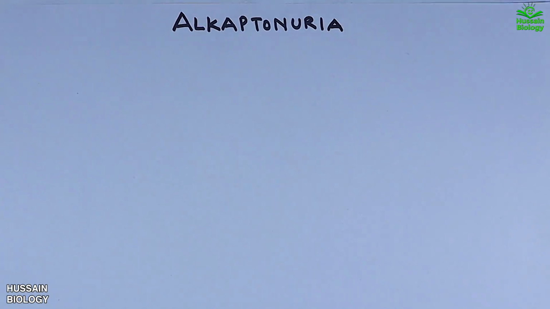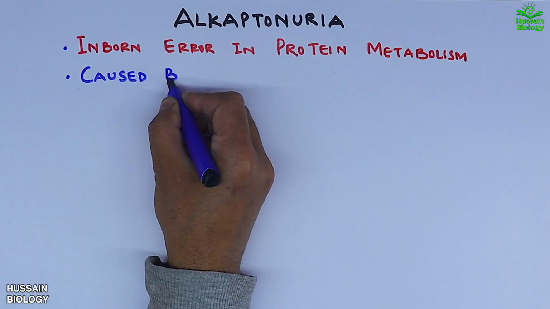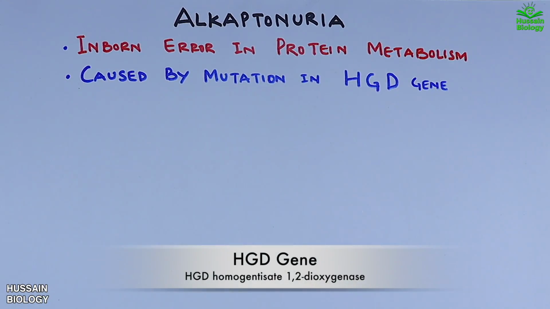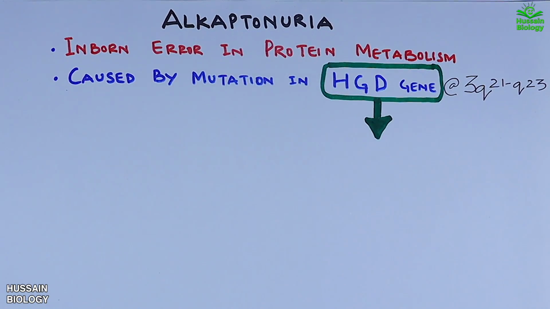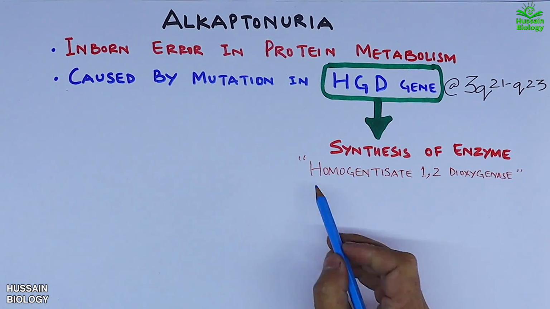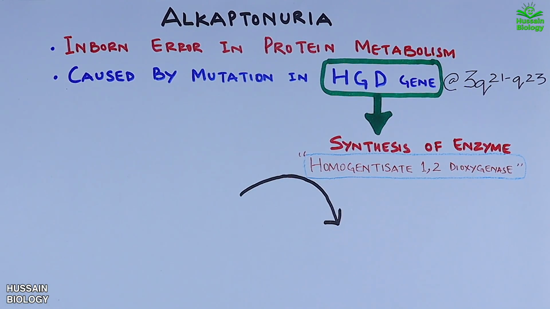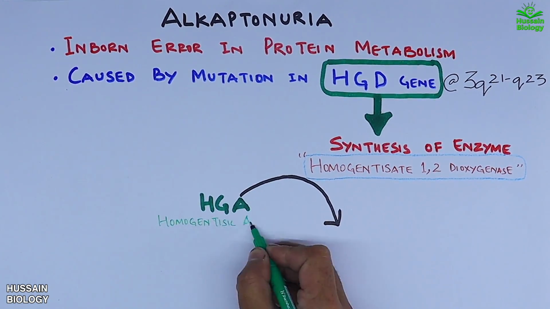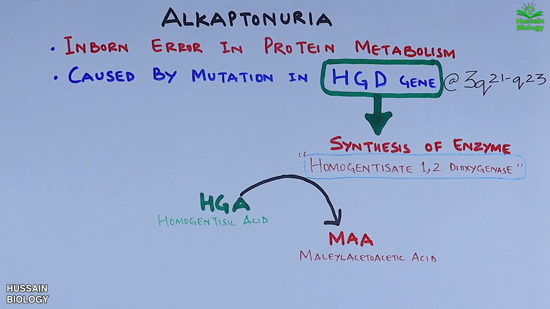Now here we are going to discuss alkaptonuria, which is also an inborn error in protein metabolism caused by mutation in HGD gene located at 3q21 to 23. This HGD gene drives the synthesis of enzyme homogentisate 1,2-dioxygenase, which is crucial for protein metabolism. We see this enzyme acts on HGA, that's homogentisic acid, and converts it into MAA, that's maleylacetoacetic acid.